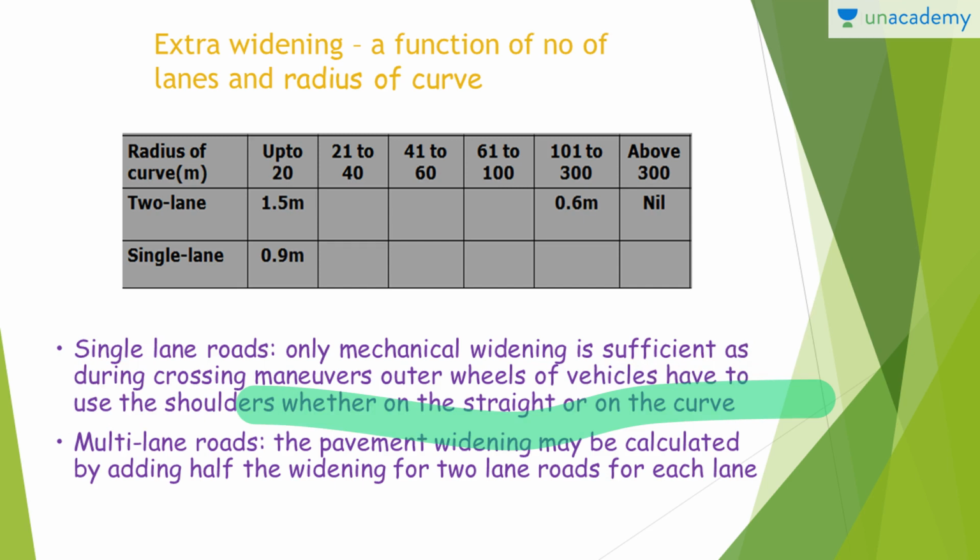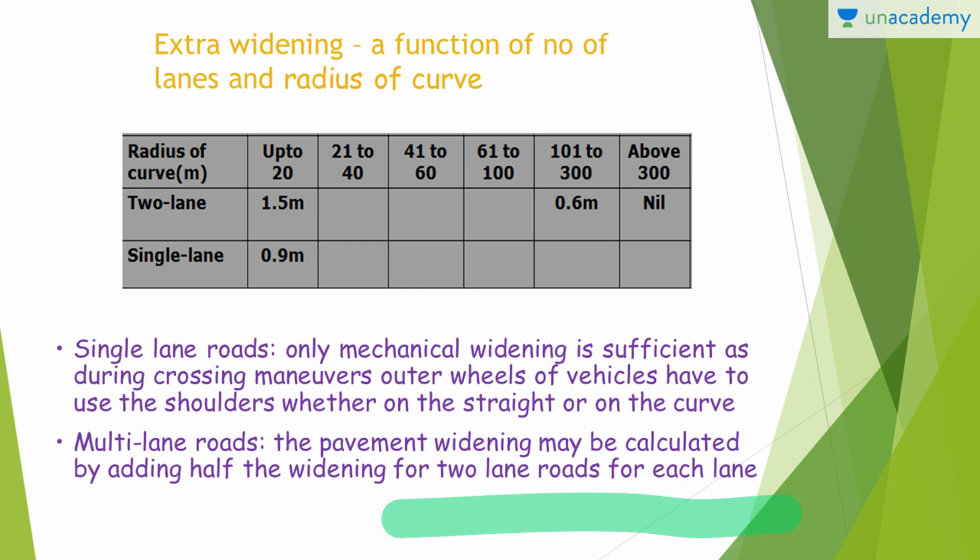If you can recall, we had learned about shoulders. They were provided on the sides of the roads to support the main road or the pavement. So if there are single lane roads, only mechanical widening is sufficient. And if there are multi-lane roads, the pavement widening may be calculated by adding half the widening for 2-lane roads for each lane. So you will add half of the widening for 2-lane roads for each lane. That is what we will add for the multi-lane roads.